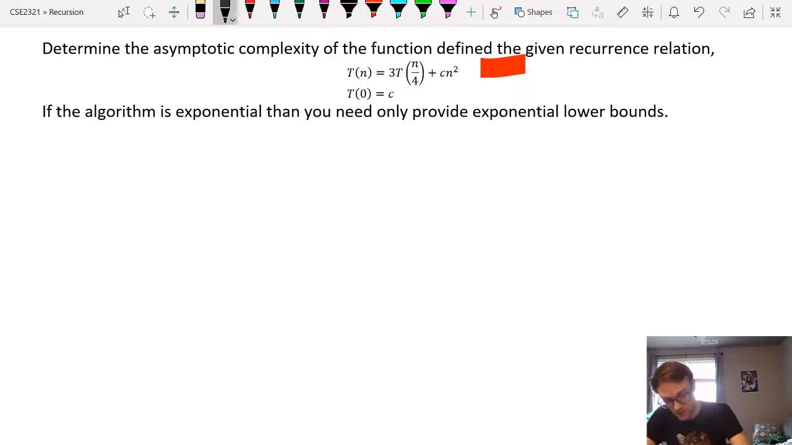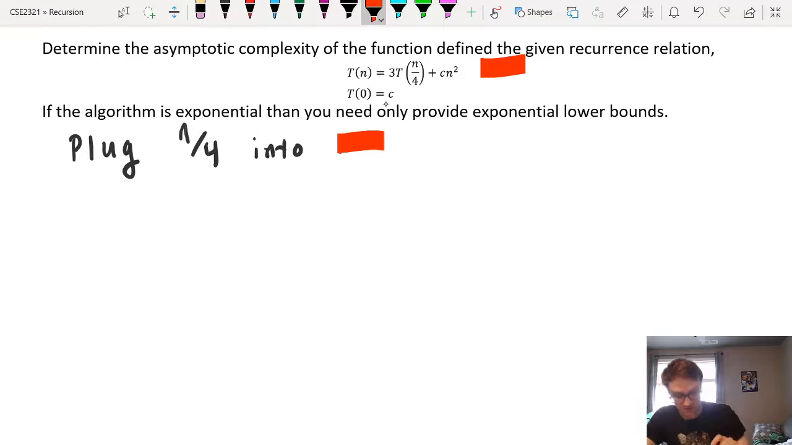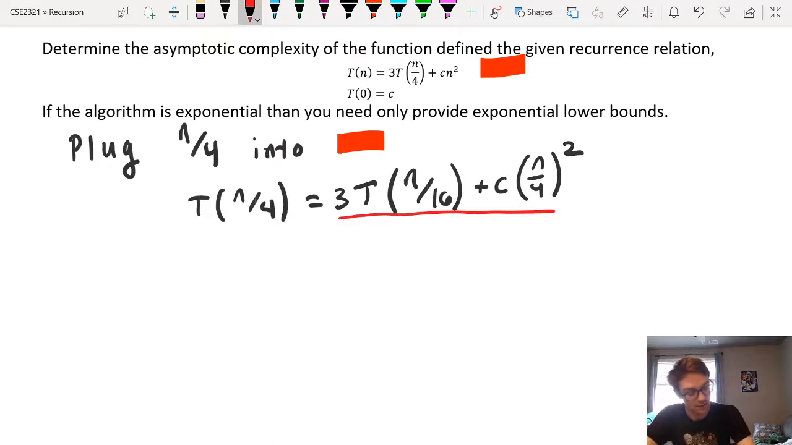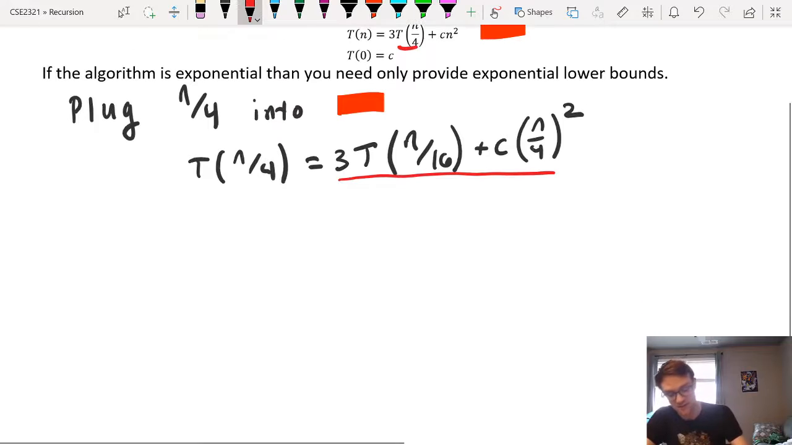We have to plug whatever appears inside of T on the right-hand side, which is n over 4, into the equation, which I've designated with a red bar. Let's do that. The left-hand side, we get T of n over 4 is equal to 3 times T of n over 16, plus c, careful plugging in here, we have n squared, so we do that as n over 4 squared. Now let's replace the T of n over 4 with the right-hand side here, underlined in red. So let's make that substitution.